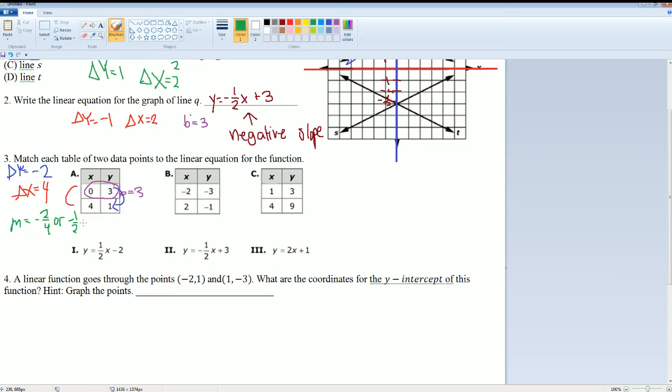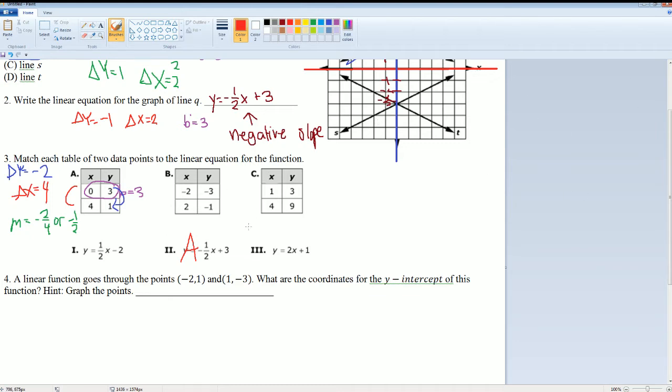So which one has -1/2 as the slope and the y-intercept of 3? This one right there. So we're going to connect it right here. So this is A. Okay, next one.